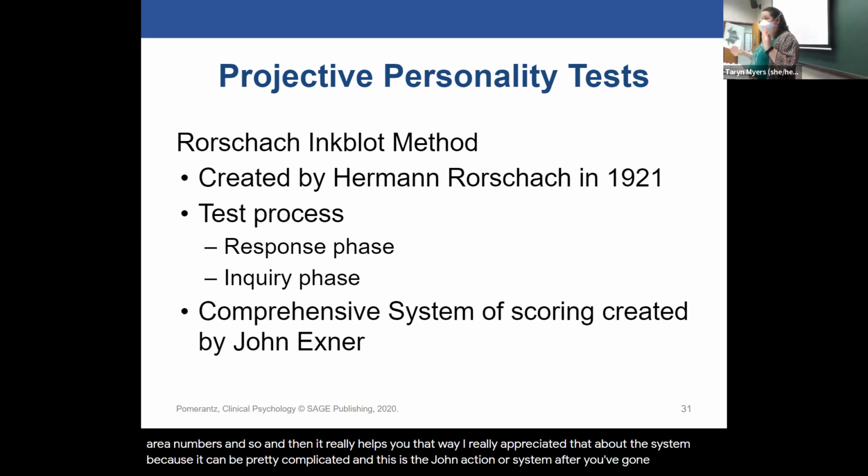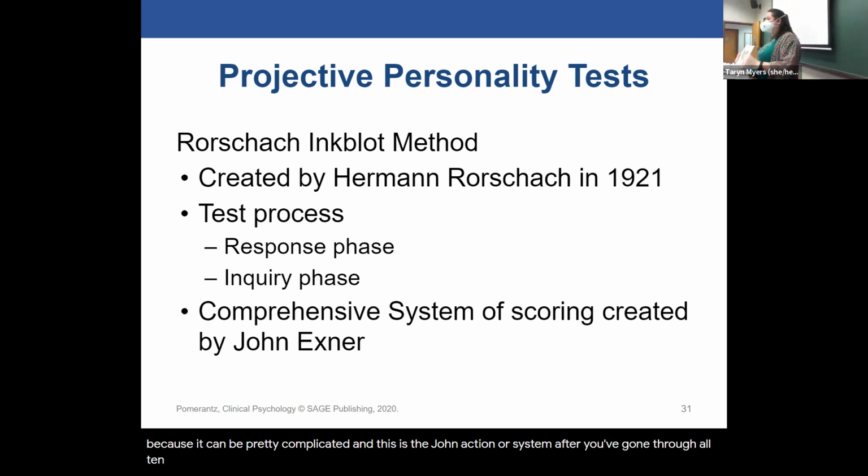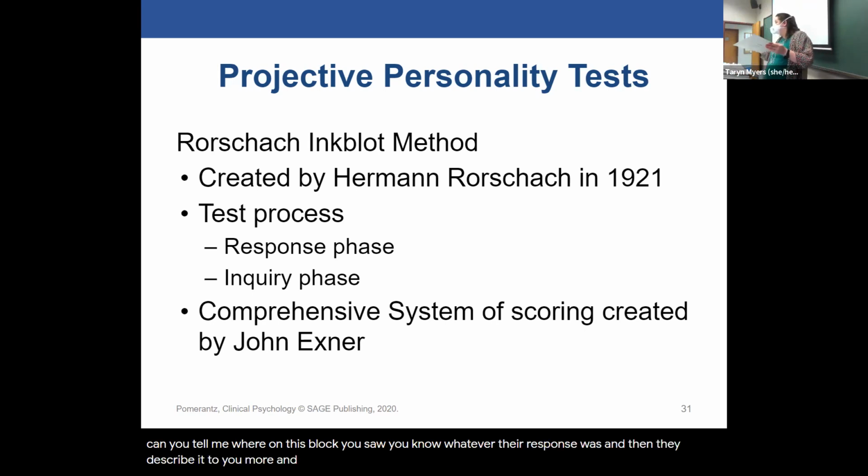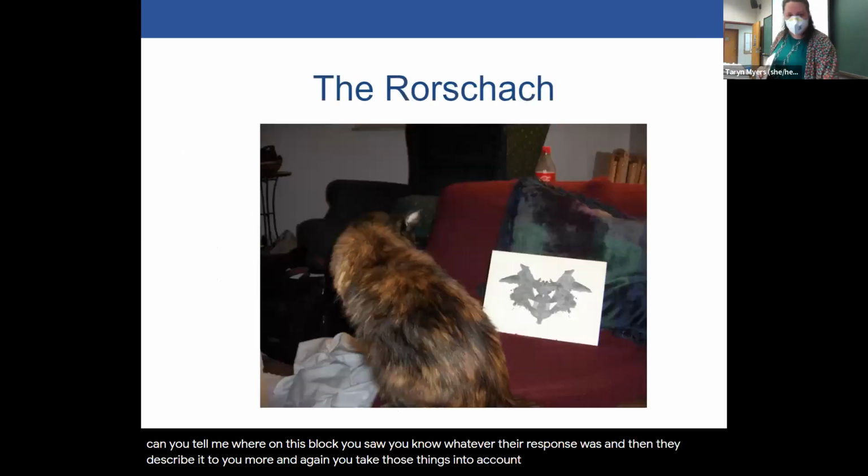After you've gone through all 10, then you go back. And I'm not going to remember the exact phrasing, but you essentially say, can you tell me where on the splotch you saw whatever the response was? And then they describe it to you more. And again, you take those things into account.